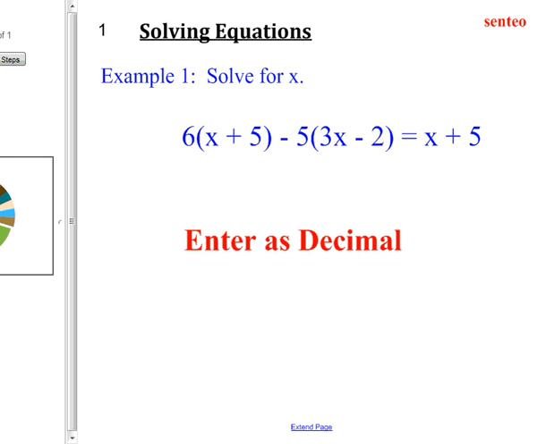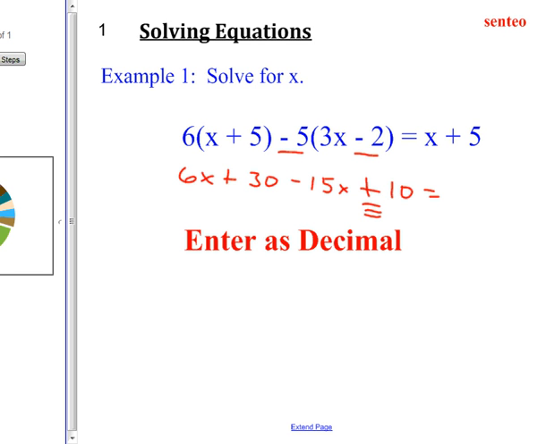Or is it possible that the key is wrong? We'll find out after this. Yes? Yep. You'd have 6x plus 30 minus 15x plus 10. That's a very common place to screw up because people will see the minus and they'll put a minus, but it's a negative 5 times a negative 2 makes a positive 10. Did I catch anybody? Is that where your mistake was? Anybody? I got a couple people, all right. Equals x plus 5.